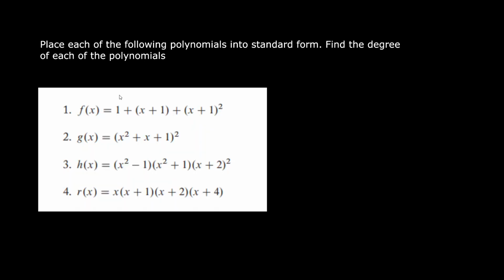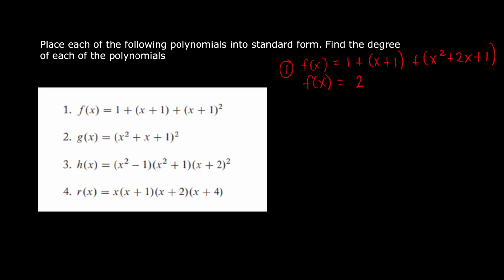Next. Example: place each of the following polynomials into standard form. Find the degree of each polynomial. Let us go to number 1. Let us expand this. Number 1, f of x is equal to 1 plus x plus 1 plus, let us expand this, x squared plus 2x plus 1. So, let's simplify.